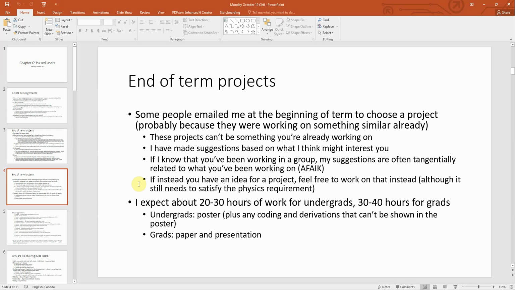For undergrads, I expect you to put in about 20 to 30 hours of work. For grads, about 30 to 40 hours of work. Remember, for undergrads, it's a poster, and as I said, plus any coding or derivations that you can't show in the poster. And for grads, it's a paper and a presentation.